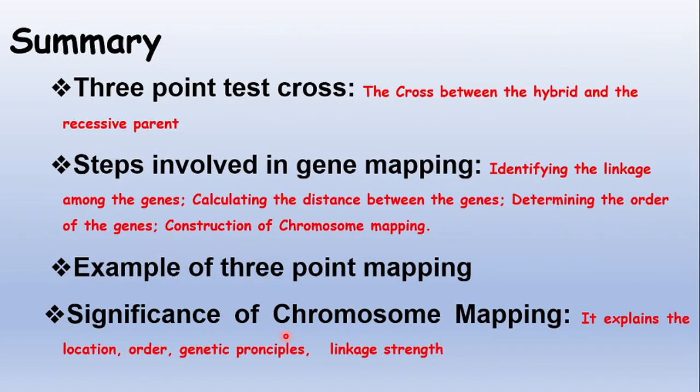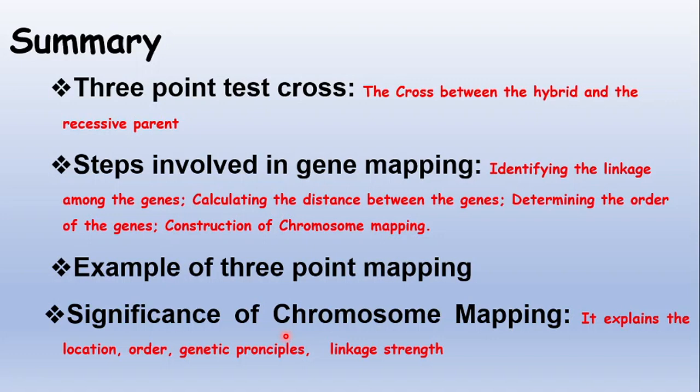Coming to the summary, we discussed what is a 3-point test cross. A 3-point test cross is nothing but the test cross made by using three genes. Steps involved in gene mapping: identifying the linkage among the genes, calculating the distance between the genes, determining the order of the genes, and finally construction of the chromosome map are the main steps involved in gene mapping.